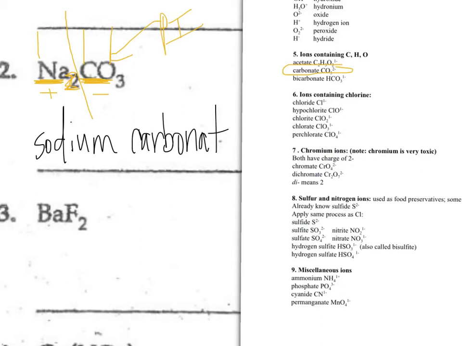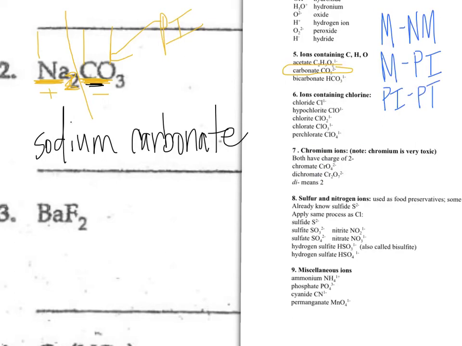So the hardest thing for people is being able to recognize when there's a polyatomic ion. So uppercase letters are a clue. And I'm just going to remind you of this again, and we'll just keep harping on it, that ionic bonds are metal to nonmetal, metal to polyatomic ion, or in some cases, polyatomic ion to polyatomic ion.